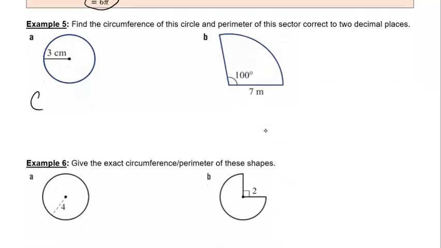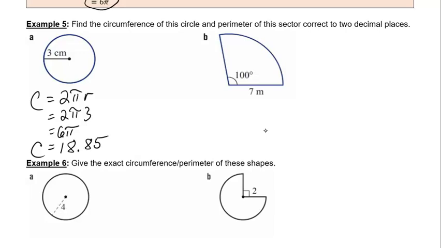So the circumference of this circle, because we have a radius, 2 pi r, 2 times pi times 3, is 6 pi. And when we get our calculator out, it will come up to something that's 18.8 something something something, but we're going to round that to 18.85 because it told us to round to 2 decimal places. That's where that comes from. So that's just straight up circumference. 2 times pi times the radius.